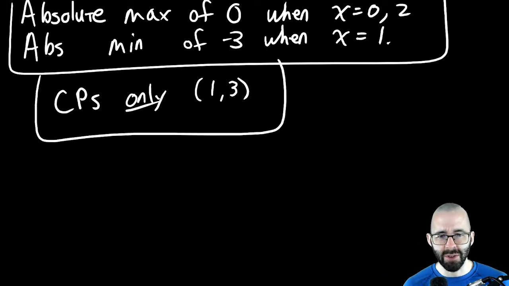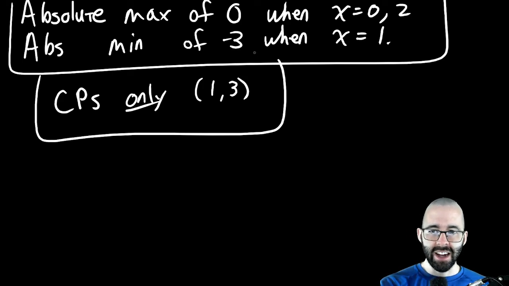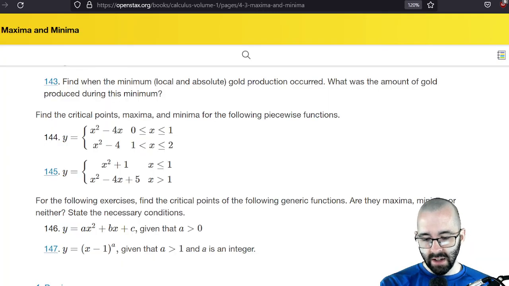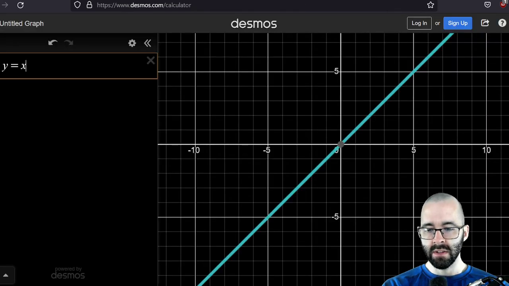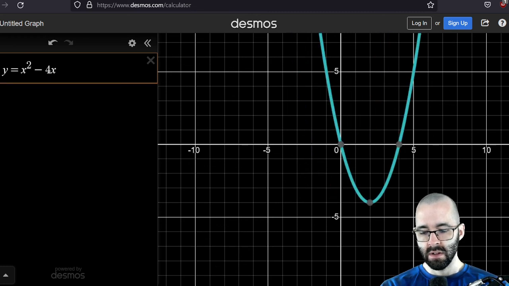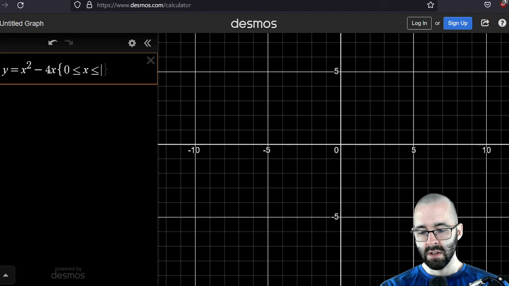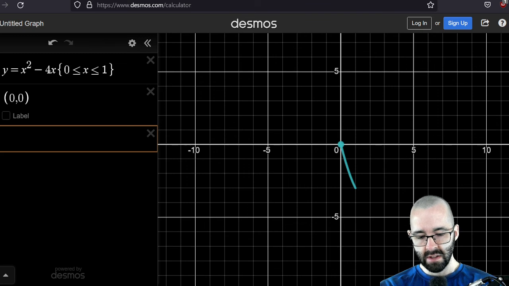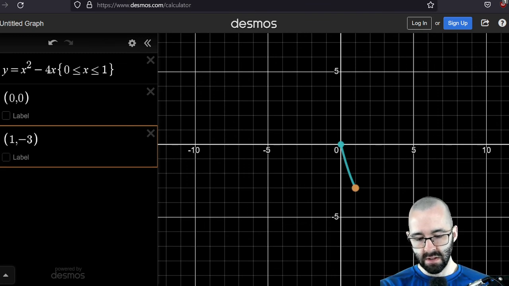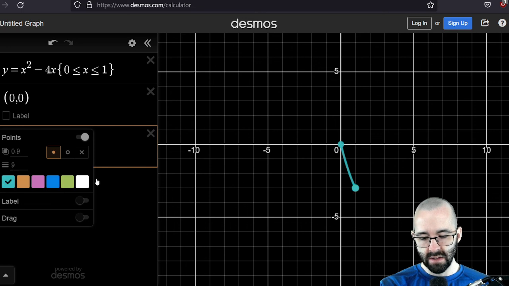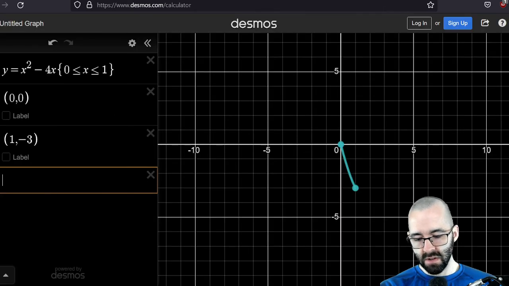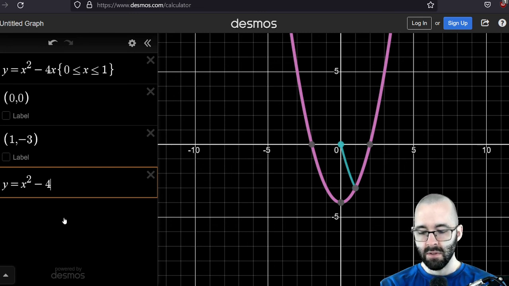and see it in action because I'm feeling weird about this. So I also want to see it. And it's a good habit for checking your answer. So it's a piecewise function, and it's x squared minus 4x from 0 to 1, inclusive. So we're going to have closed circles at these points. It's including these. And then we're x squared minus 4 from 1 to 2.